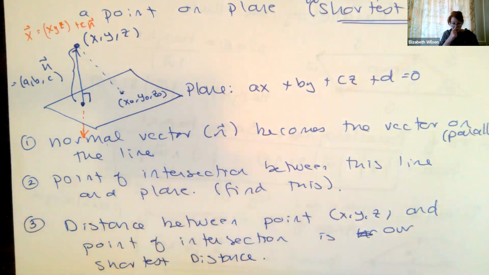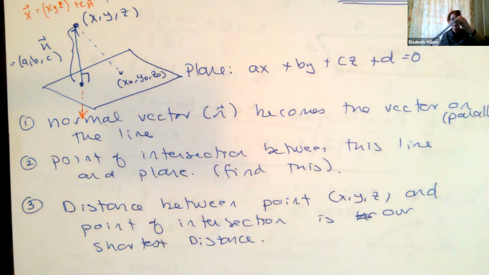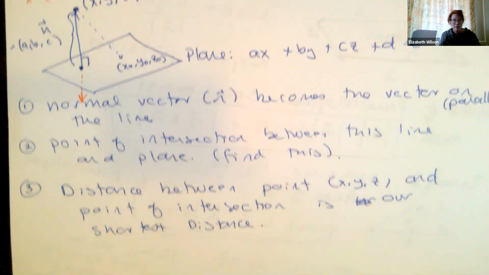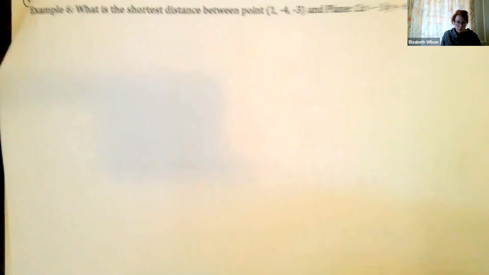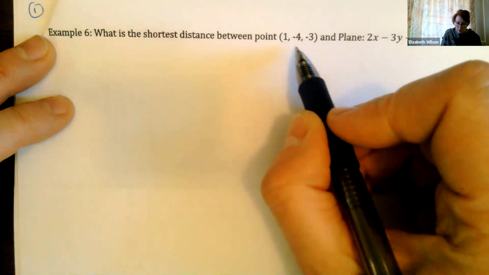Okay, so we're going to calculate that. These are the steps that we're going to follow. Our last example is actually working through that. It's always good to first check to make sure that your point is not on the plane, because if it's on the plane, you're wasting your time. All right, so example 6: what's the shortest distance between the point and our plane?